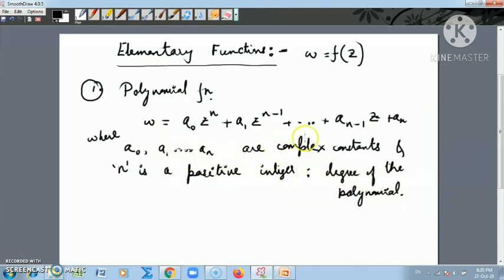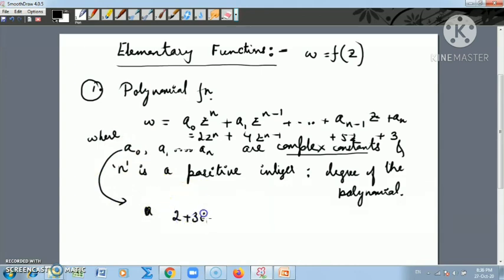And what do we mean by complex constants? See, otherwise if it would not have been complex constants, these numbers would have been maybe 2z to the power n plus 4z to the power n minus 1 plus dot dot dot plus 5z plus 3. We could have got like this. But when I say complex constants, these things may be like this. Maybe 2 plus 3i, then I may have only 3i. In some, the real part may not be there.